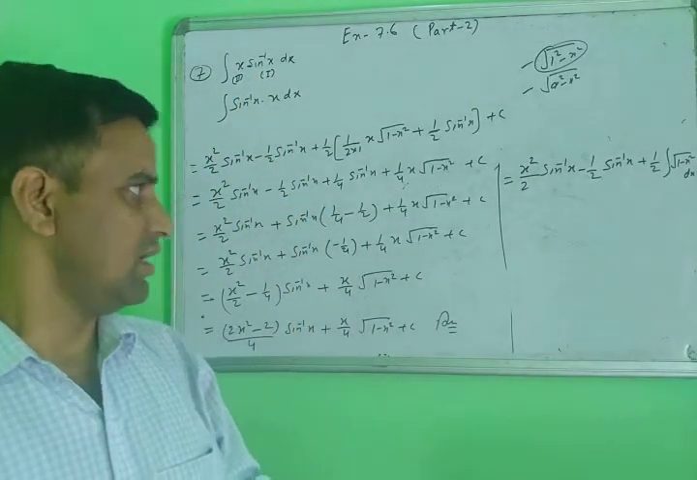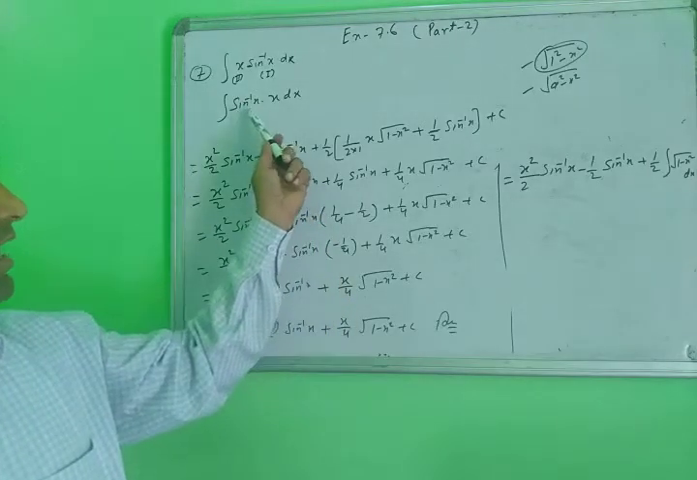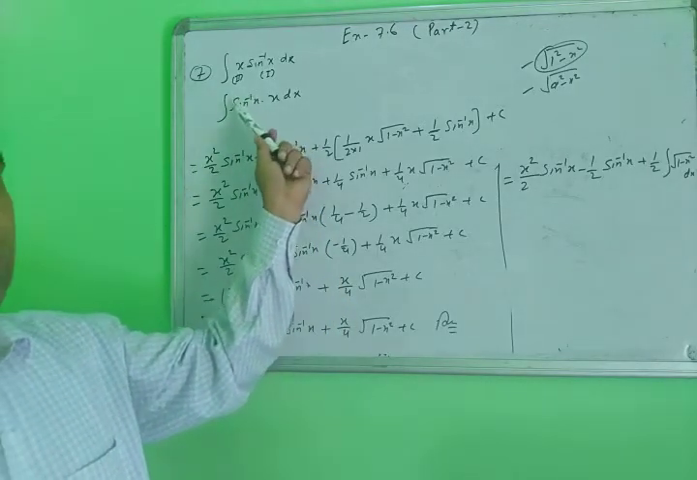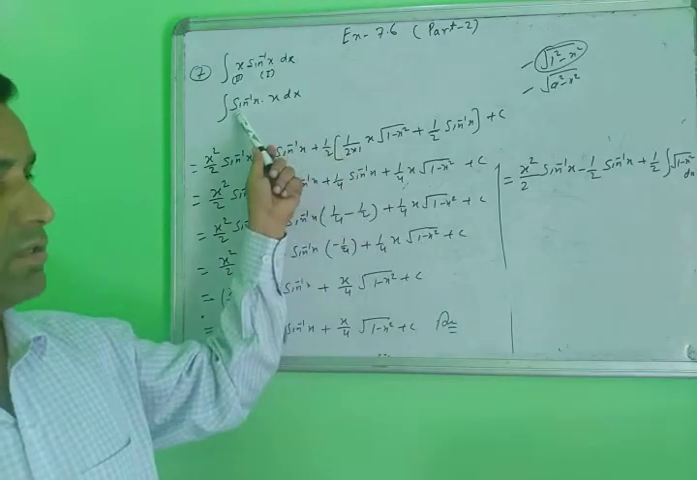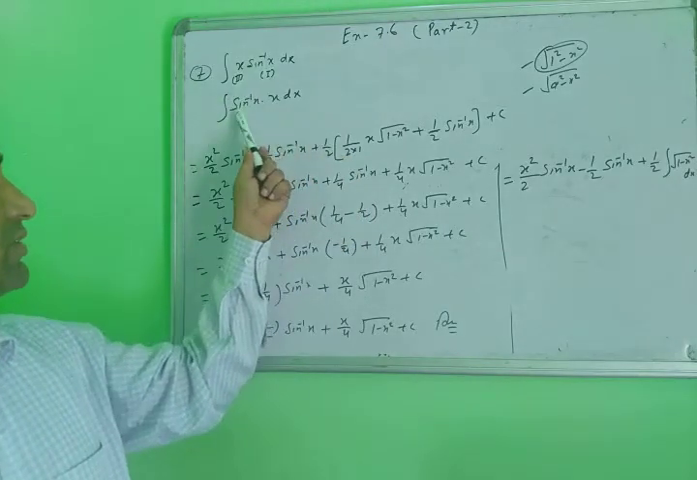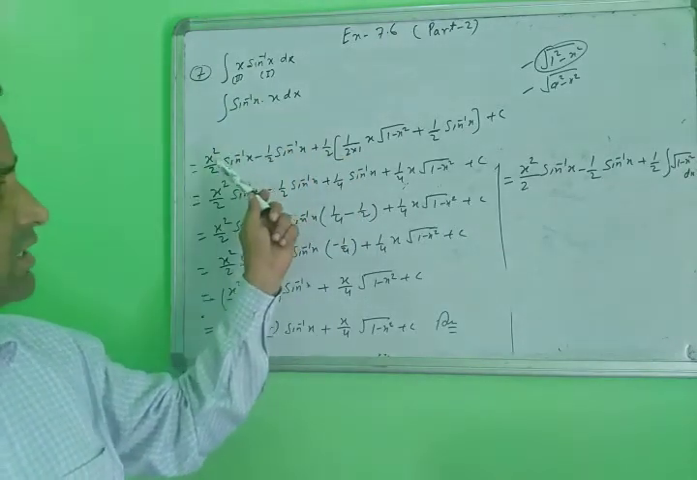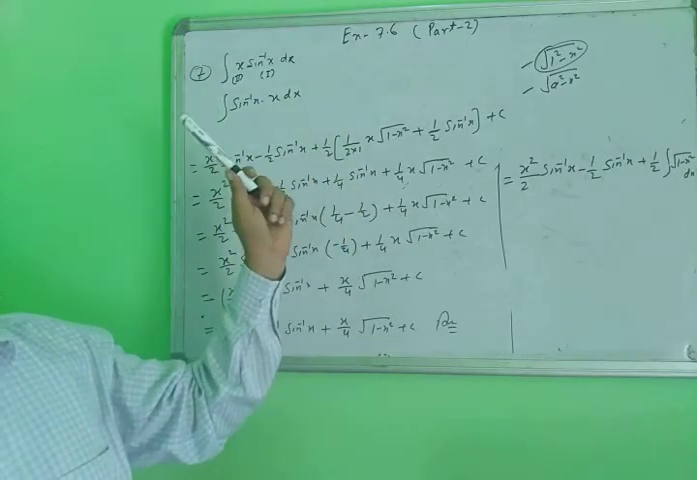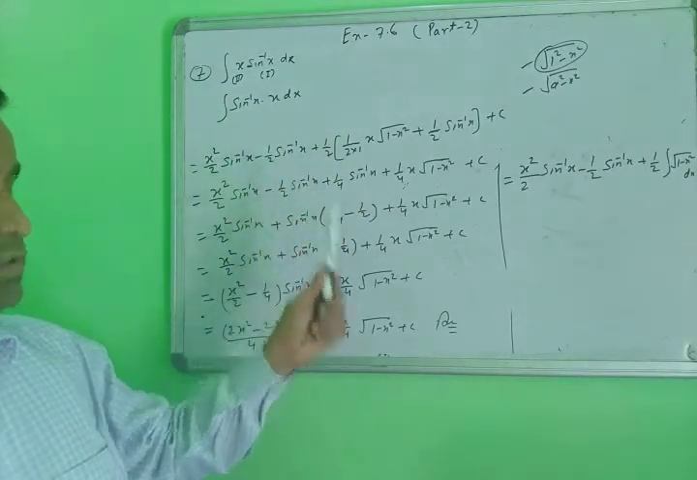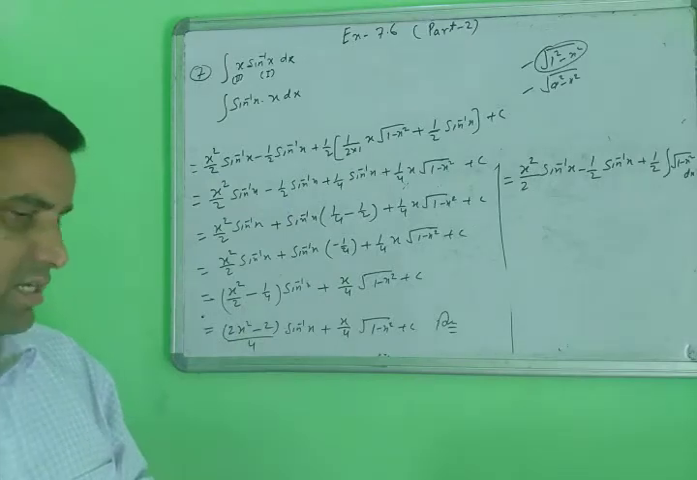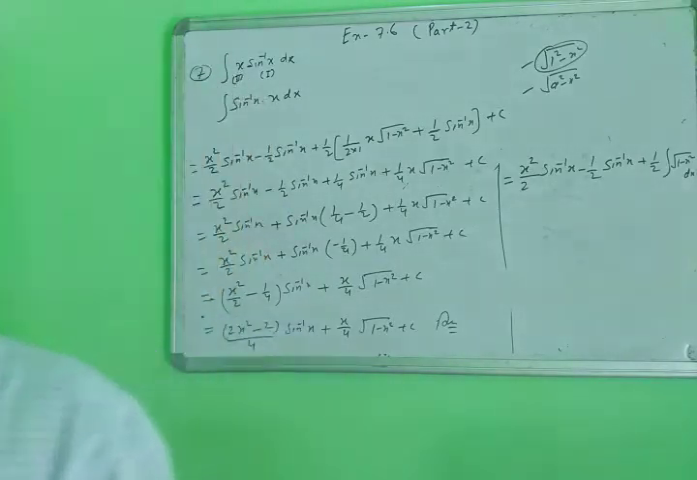For every question, first you select and separate according to the rule of ILATE: which function is the first function and which is the second function. Then you write according to the identity, and then you separate, integrate and find the answer. Yes, note it down.